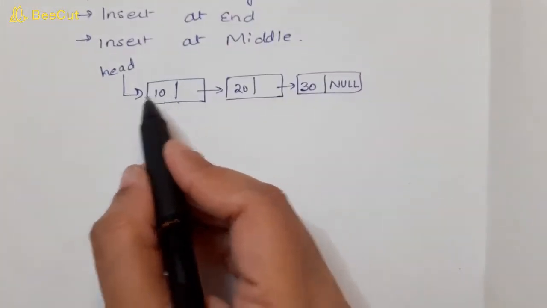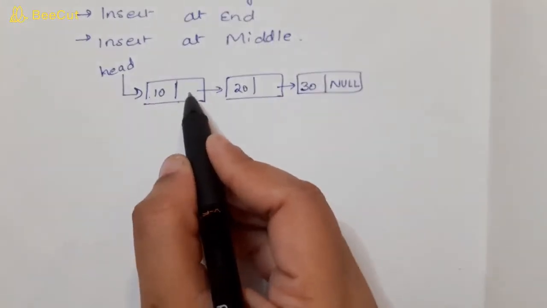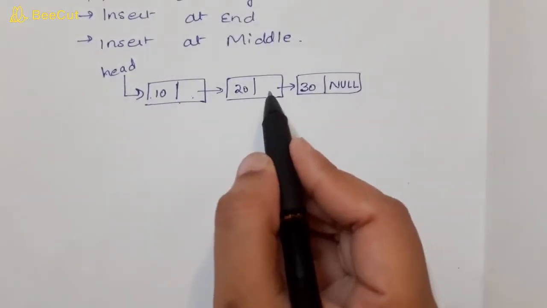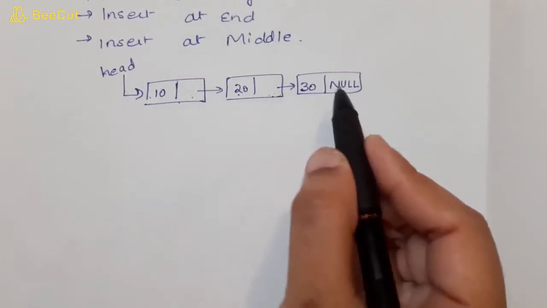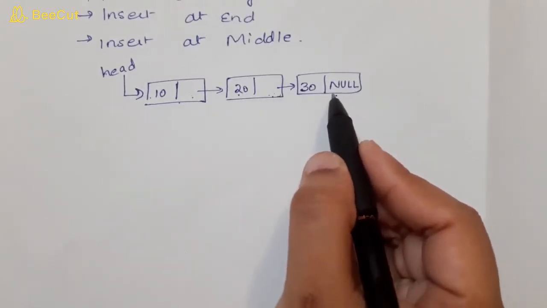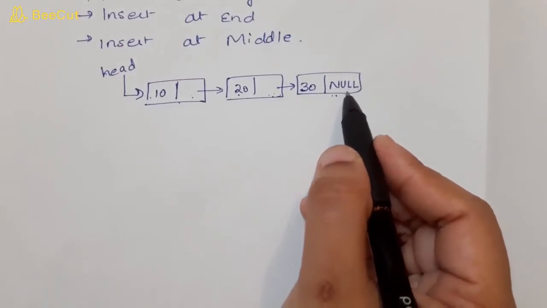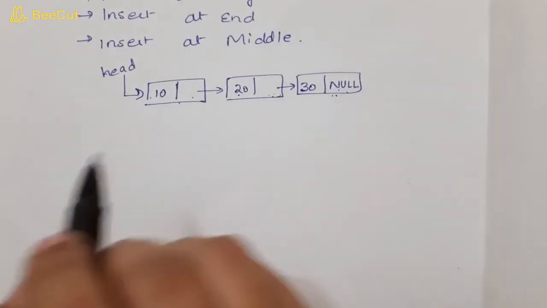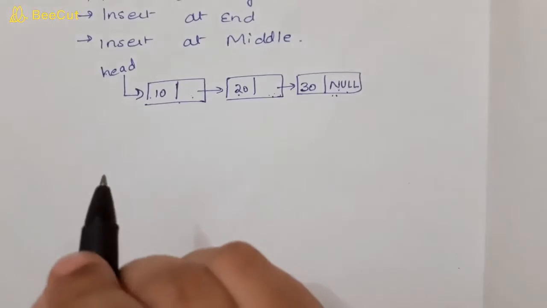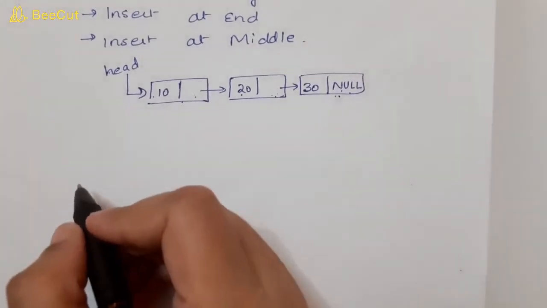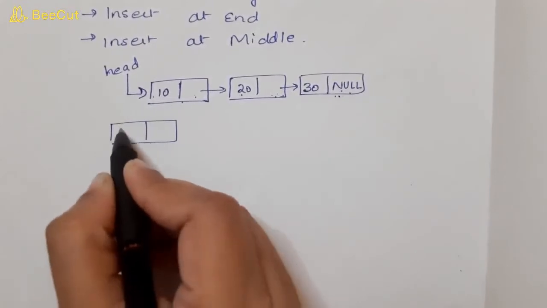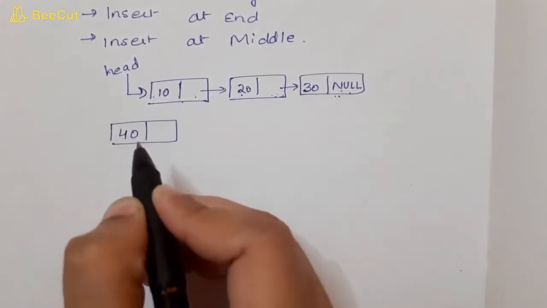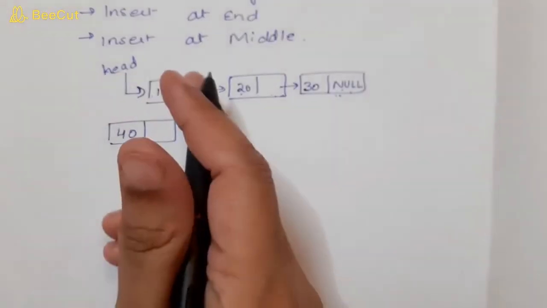Now this is the first node, it is holding 10, and in the next field it is storing the address of this particular node. The second node contains 20 in the data field, and in the next field it is storing the address of this node. Now this 30 node, as this one is the last node, contains null in the next field. Now in case we want to insert a new node whose value is 40 and we want to insert it in the beginning.